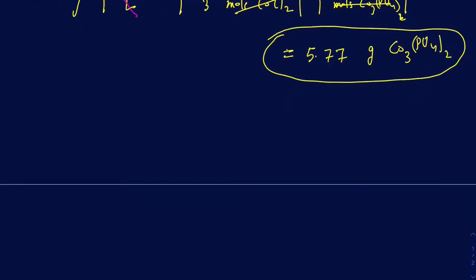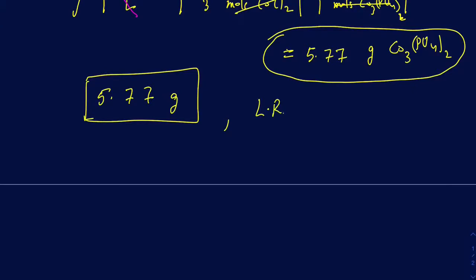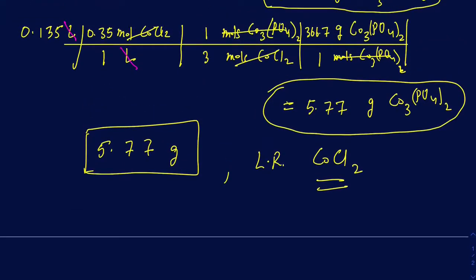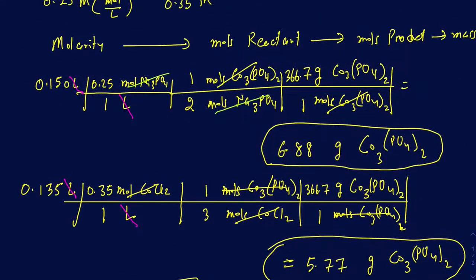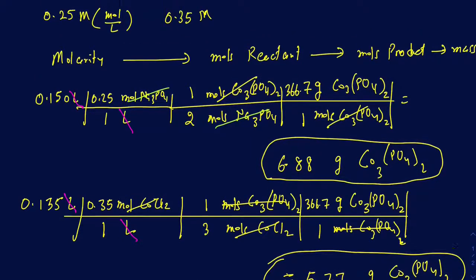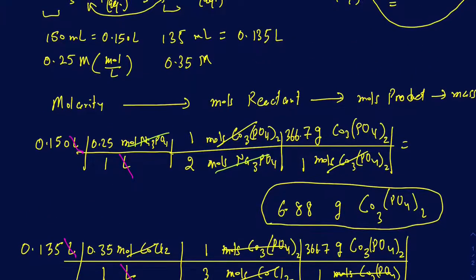So what's your actual yield going to be, or how much of the product are you going to be making here? The final answer is going to be 5.77 grams. That's going to be made here, and your limiting reactant would be the cobalt 2 chloride, because once you have made 5.77 grams, the cobalt 2 chloride runs out, and that's your limiting reactant. And then your other reactant, the sodium phosphate, becomes your excess reactant.